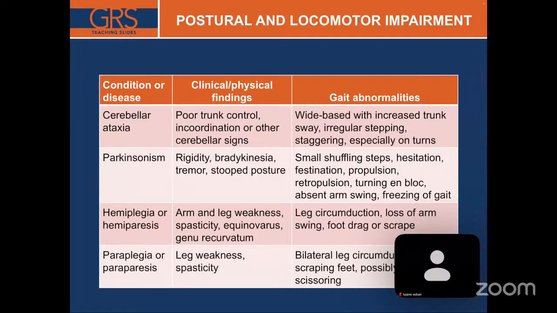Hemiplegia and hemiparesis also, which involve weakness or spasticity in one side of the body, can cause leg circumduction, may cause loss of arm swing, and foot drag or scrape on the floor. The paraplegia and paraparesis, also affecting both legs, may result in bilateral leg circumduction, scraping feet, and sometimes scissoring.